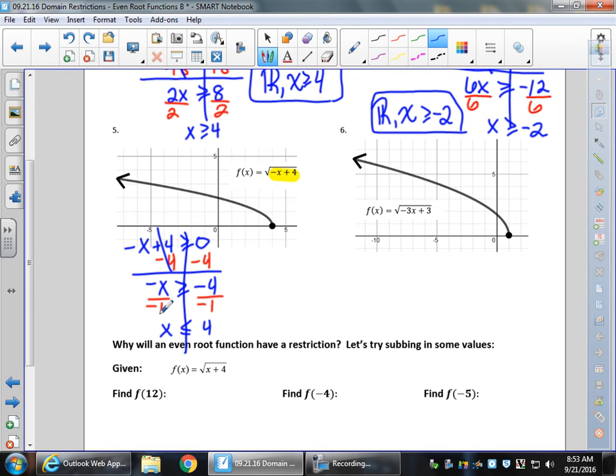Only when we divide by a negative. But yes, so let's make our statement. What are those 3 words? All real numbers. Good. All real numbers x. Fantastic. Go for number 6 on your own.